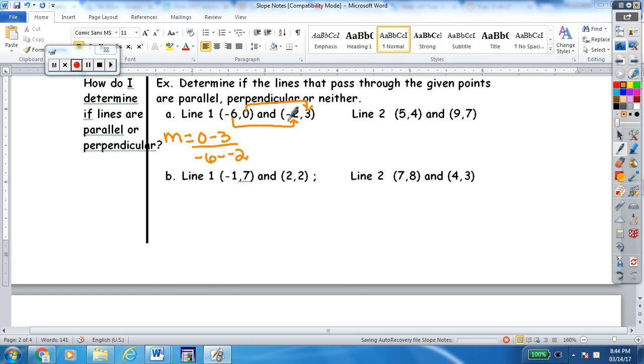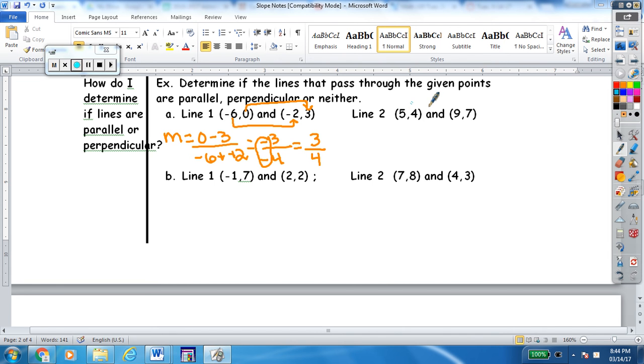There's an extra negative there, so I've got to make sure I account for it. On the top, I get -3. And you've got to be really careful with your positives and negatives. On the bottom, I get -4. And I do have 2 negatives, which become a positive when you're dividing. So that's 3 over 4. Okay, that's the slope of the first line.